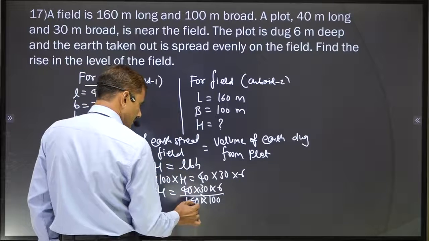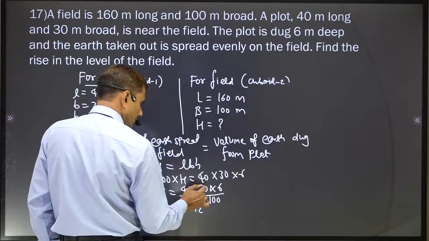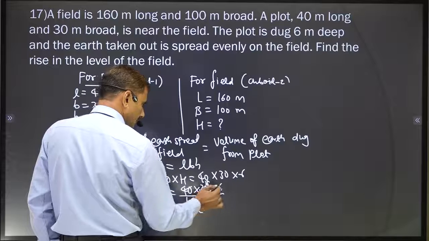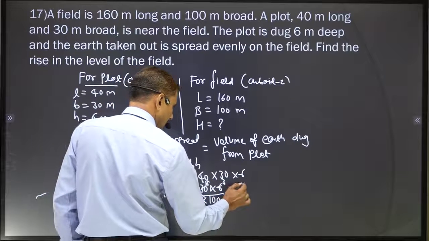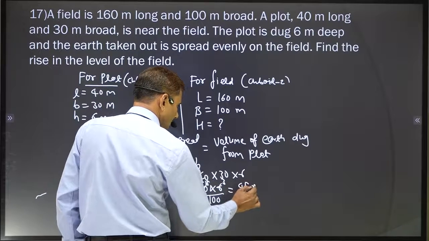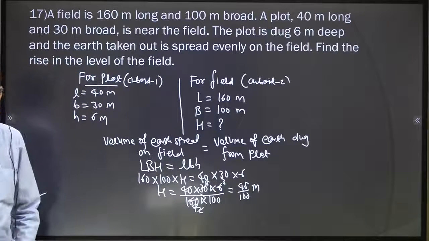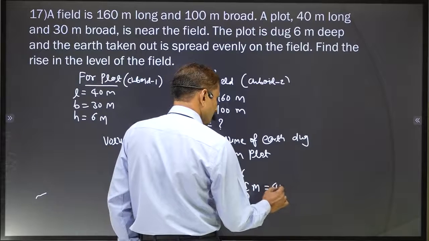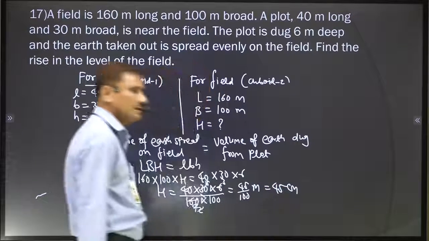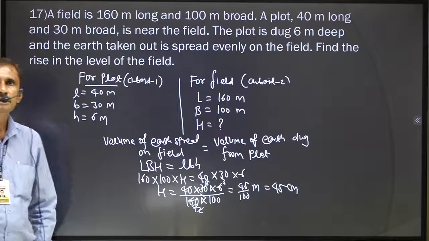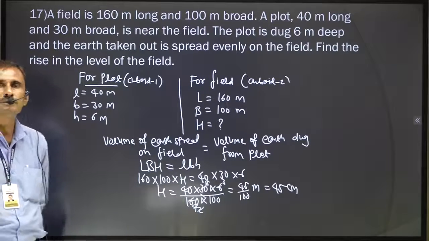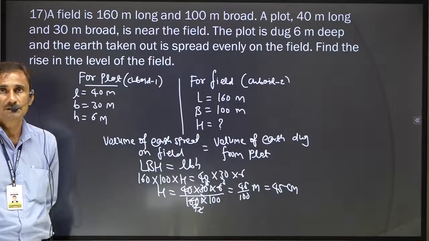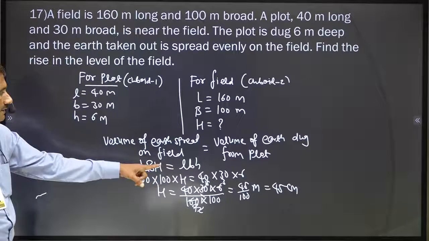So I am cutting by 2 here. So 2 15s are, 2 3s are. So it is 45 upon 100 meter. You can write 45 centimeter. 45 by 100 meter, so you can write 45 centimeter also. Anyway, you can give the answer. Then give the statement: rise in the level of the field. So you can say therefore rise in the level of the field is 45 centimeter. Why? 45 by 100 meter is that.